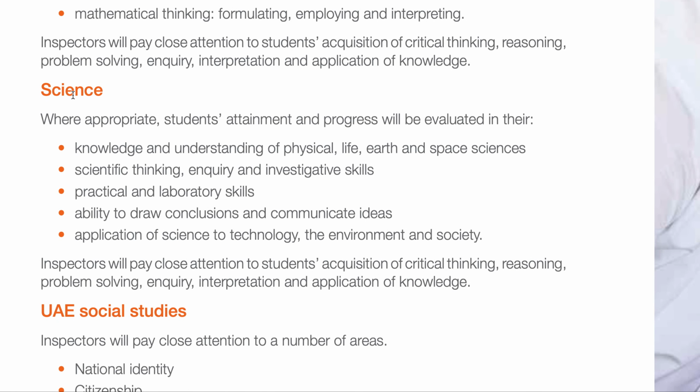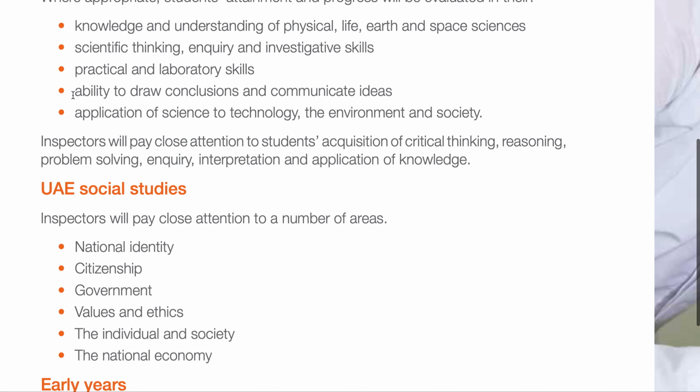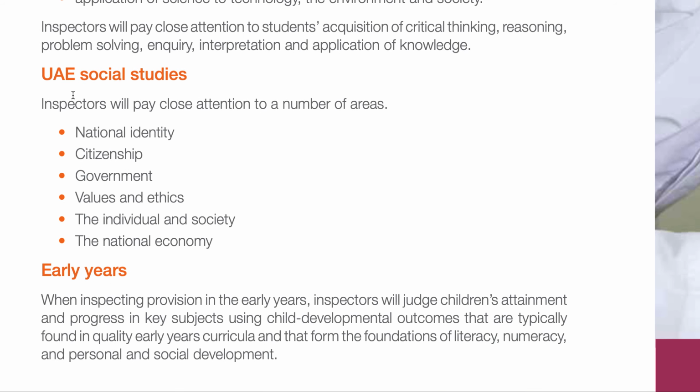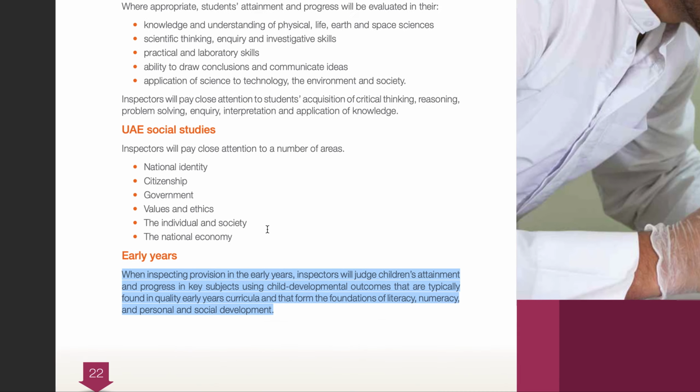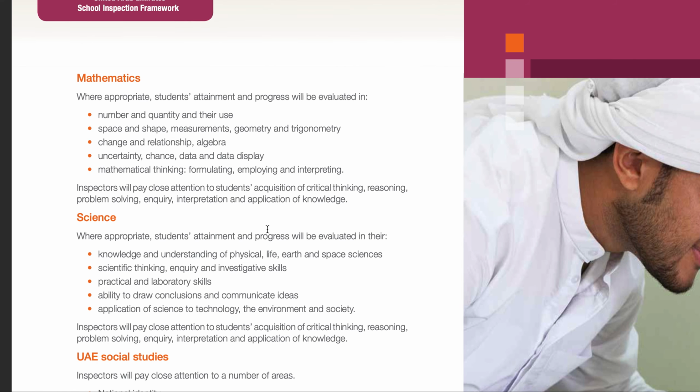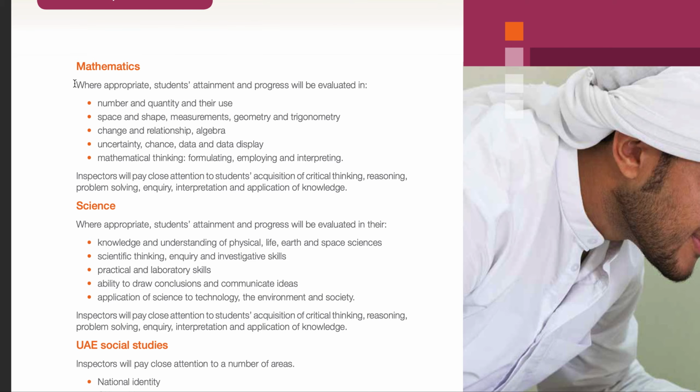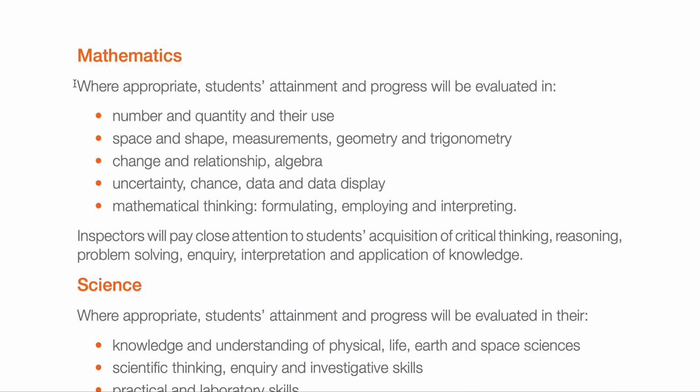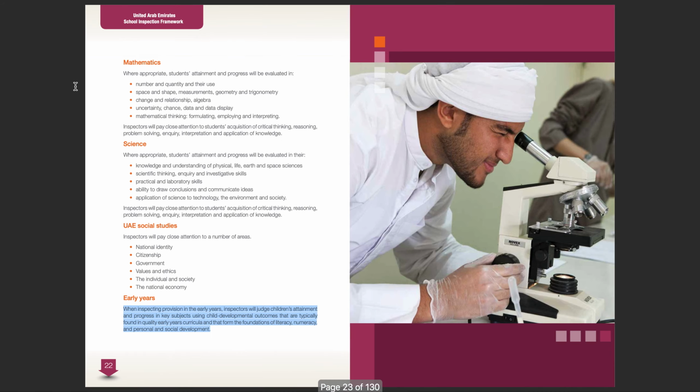Here, some evaluation criteria related to science education, and here you have some very specific performance criteria that are related to UAE social studies and the early years. There are also some specific terms or areas that the inspectors pay close attention to whenever they are discussing the early years. So this is also very important to have a look at, especially if you are a mathematics teacher or a mathematics head of department, or your standard in your committee is related to attainment or progress in mathematics and science. It is really important to look at these criteria.